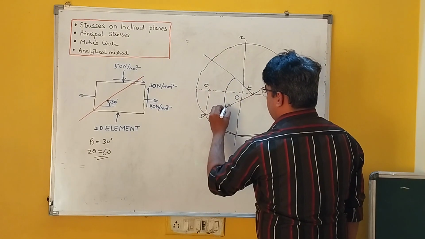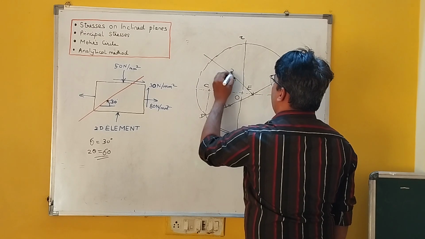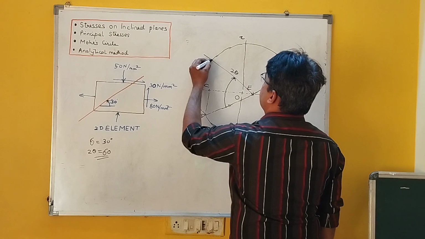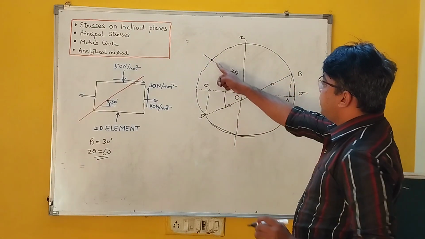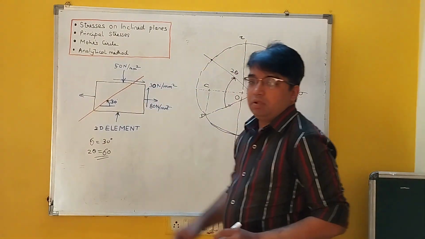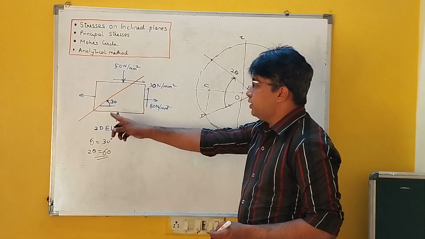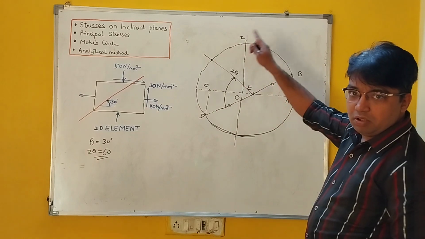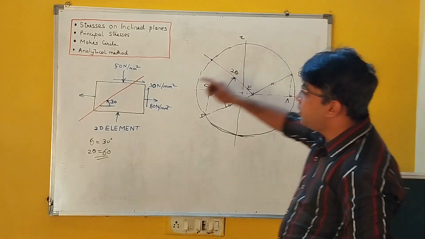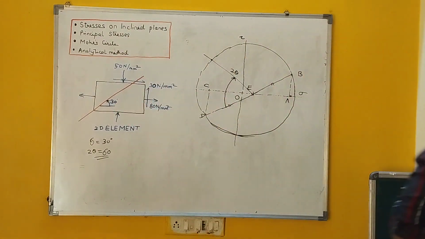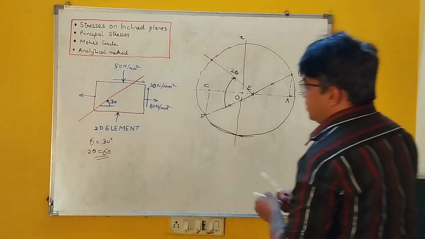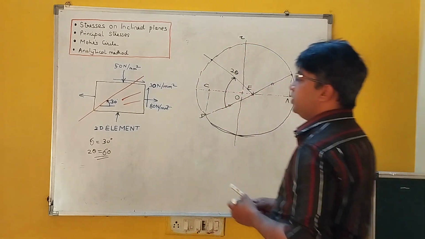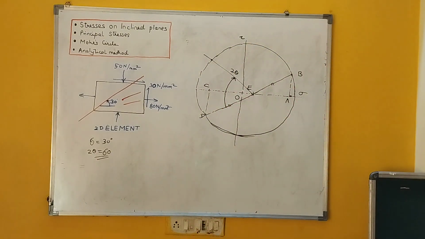This is 2 theta, and this line comes to over here like this. So this point represents this plane. These points represent this plane. So there are n number of points on the circumference of the circle, and they will represent n number of planes like this, and so on. So that is the peculiarity of the Mohr's circle.